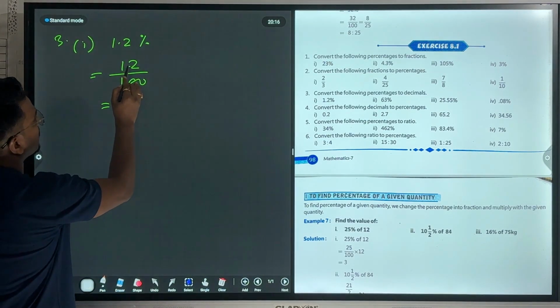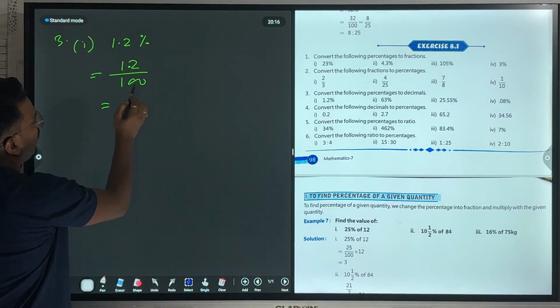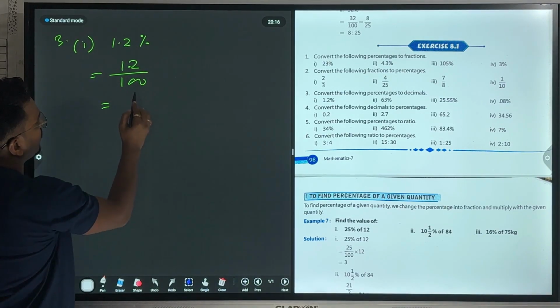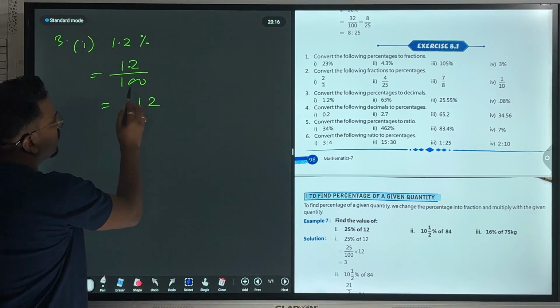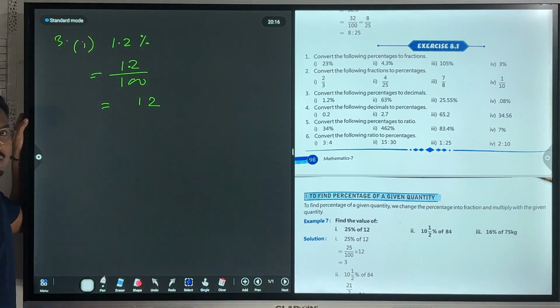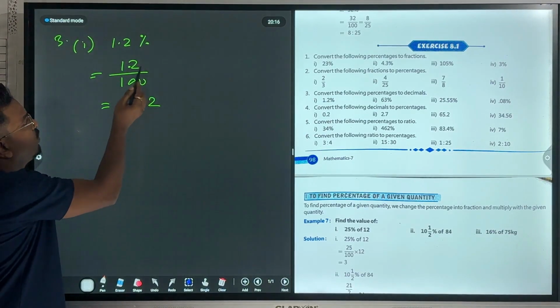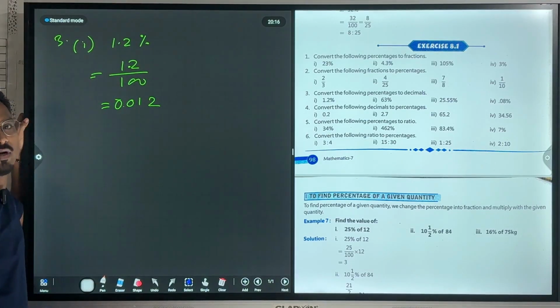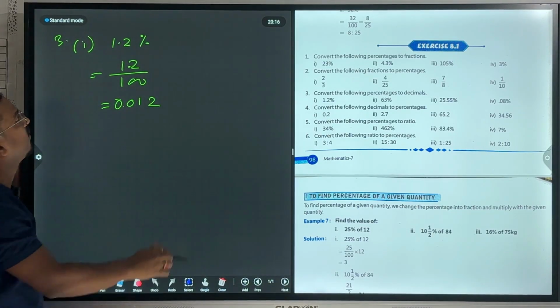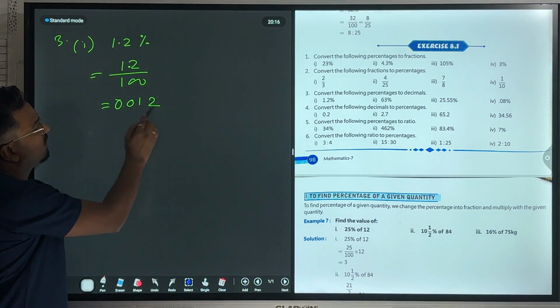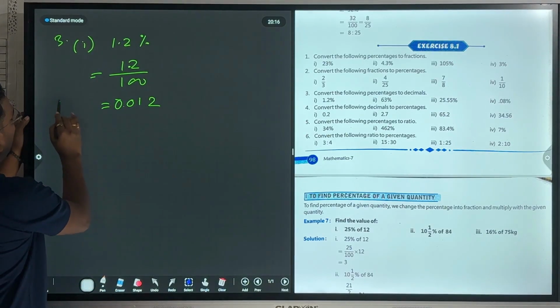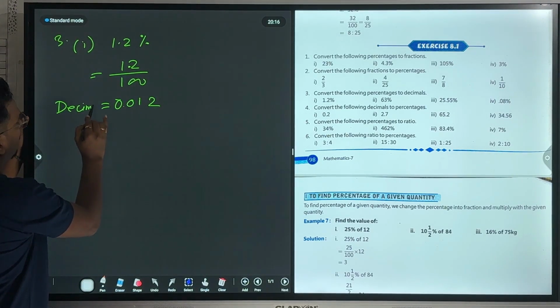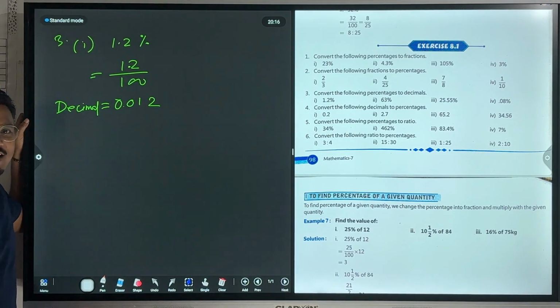Now, if you divide this 1.2 by 100, what do you have to do? First, you write down the number. How many zeros are there? 2 zeros are there, right? So, it will move 2 digit forward. So, 1, 2. It will become 0.012. Okay, 0.012. This will be converted into decimal.